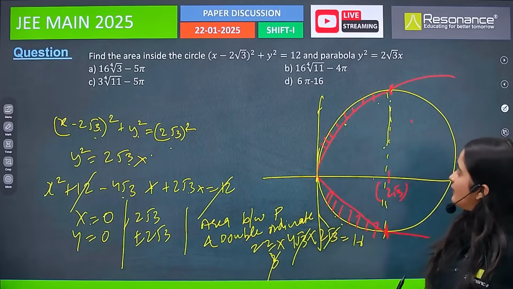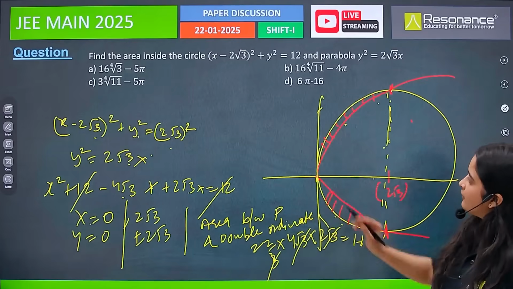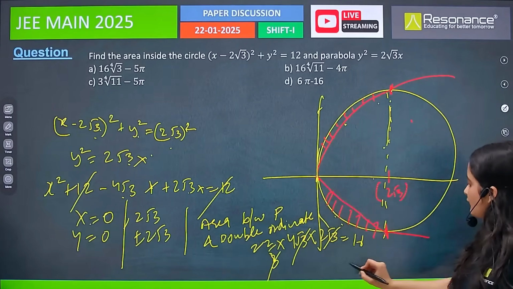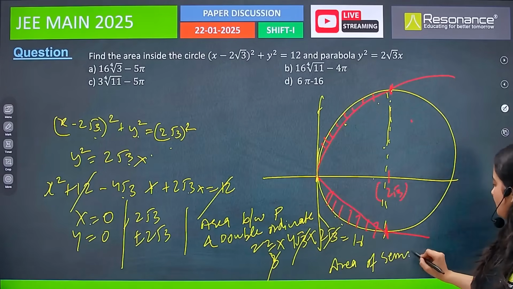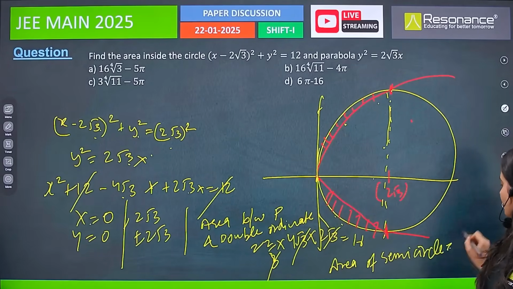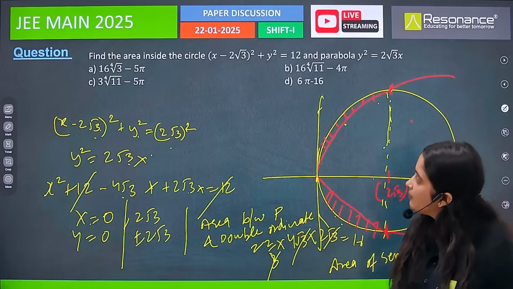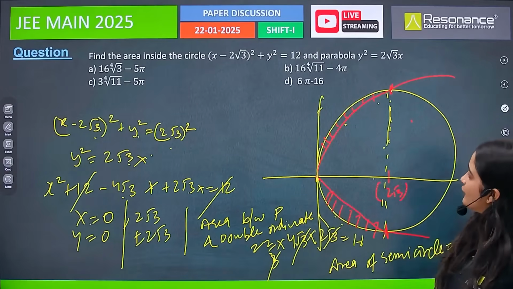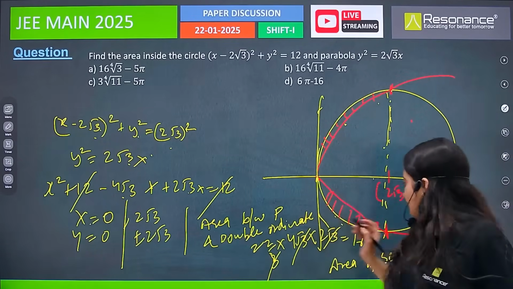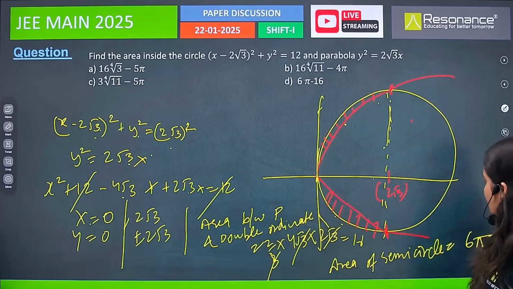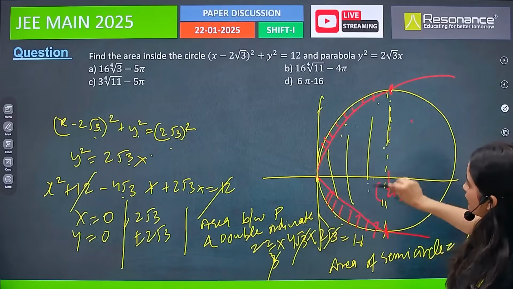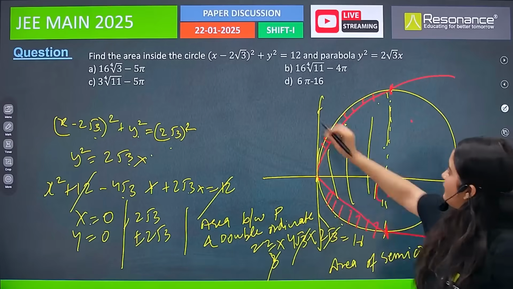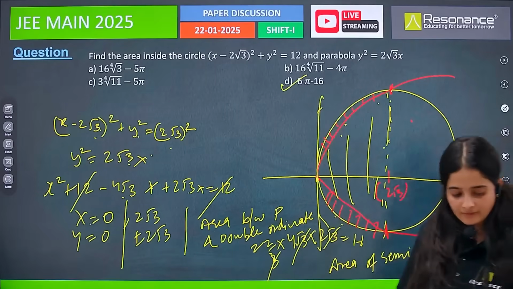And what's the area of the semicircle? Radius is 2√3. So area of semicircle will be pi r square by 2. So pi into r square, r square is 12, divided by 2, 6 pi. So we are going to get 6 pi minus the area between the parabola and double ordinate. If I subtract this area, 6 pi minus 16. Next question.